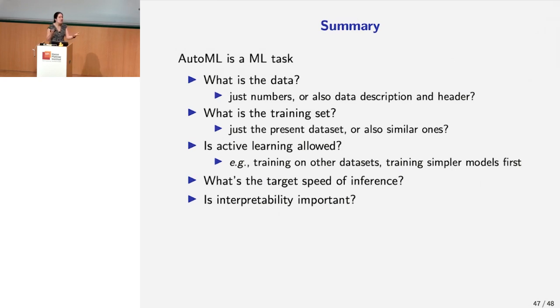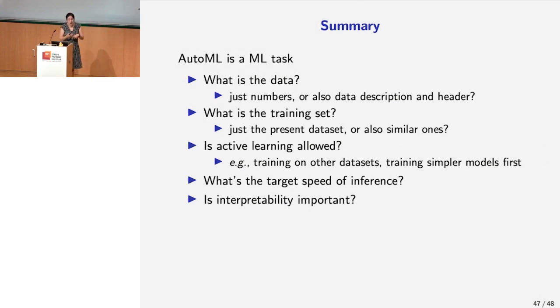So you have to ask yourself these questions. What's the data? Is it just numbers, or is it also the description and the header, right? What is the training set? Is it just the present training? Is it just the present data set? Or can I look at other data sets that are similar? Is active learning allowed? And frequently it is, okay, in real applications.